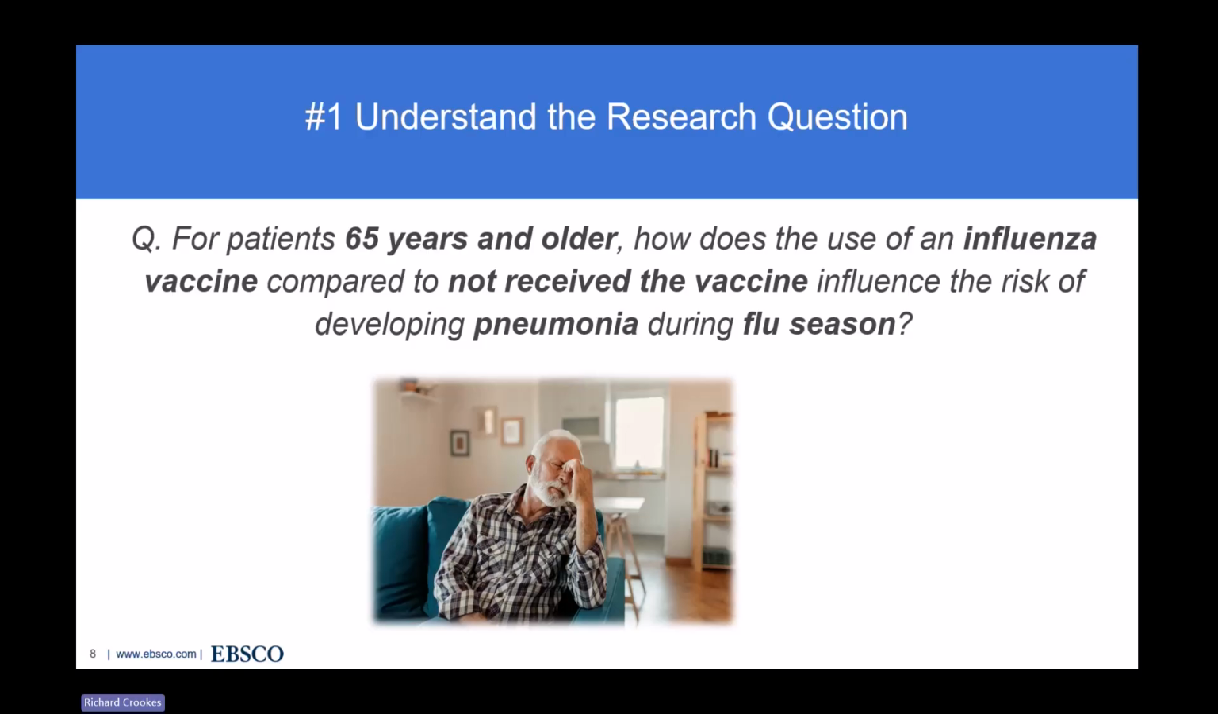You can see I've already highlighted the key terms here. So we've got patients who are over 65. We've got the intervention, if you like, the influenza vaccine compared to not receiving the vaccine. And then the influence of that upon the risk of developing pneumonia. So pneumonia and during a particular time frame, flu season, as it were. So we're kind of into that right now. So again, this is the topic that we're looking at. This is the question that we're going to respond to in terms of what we can find in MEDLINE through a sample search this morning.